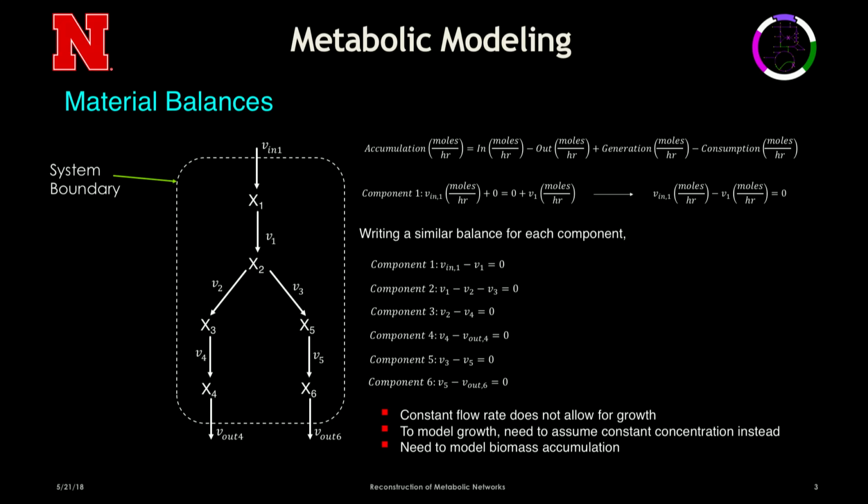So, for this one, let us write dx1 by dt. That is the change of the concentration of x1. On the right hand side, you need to think about what is coming in minus what is coming out. What is coming in is V in 1. What is coming out is V1. So, it is V in 1 minus V1, and same thing for all the metabolites.